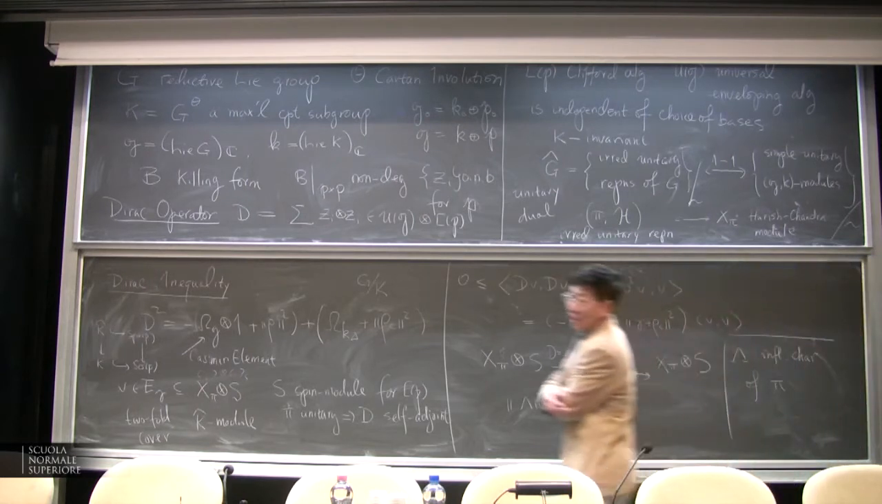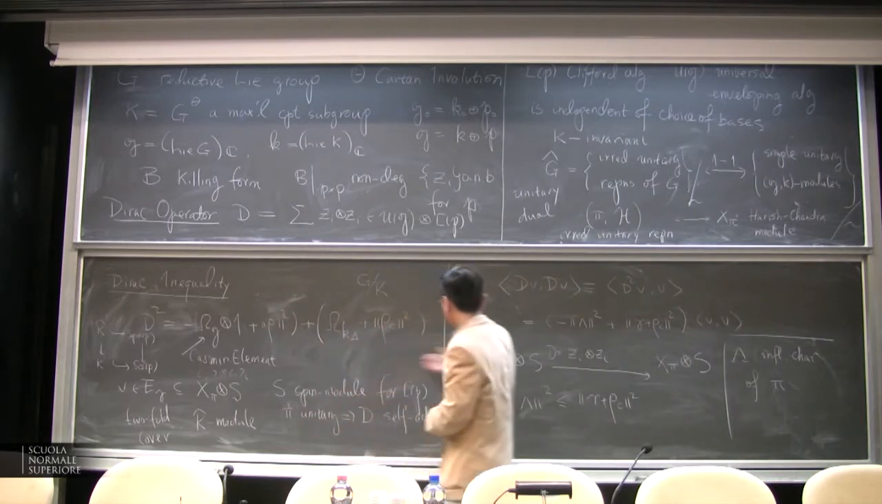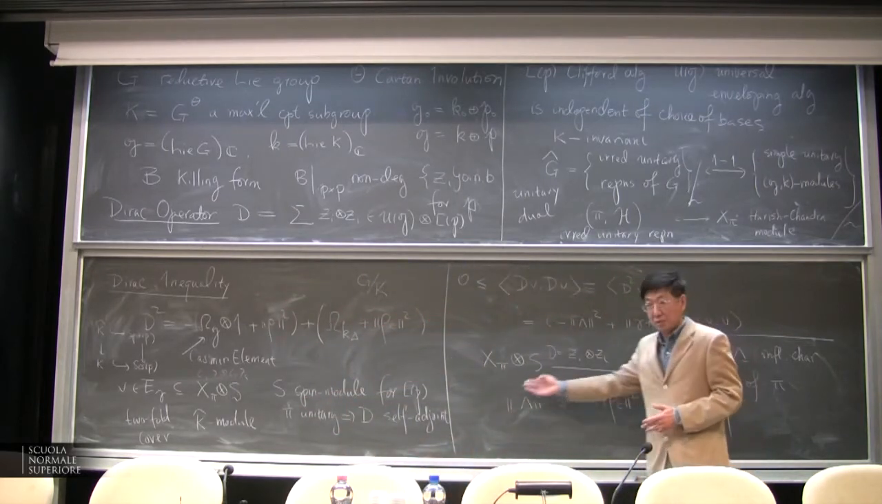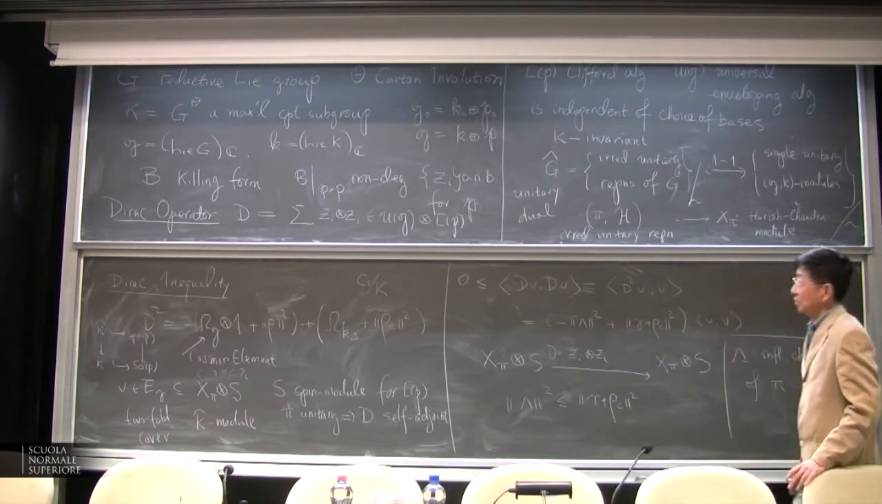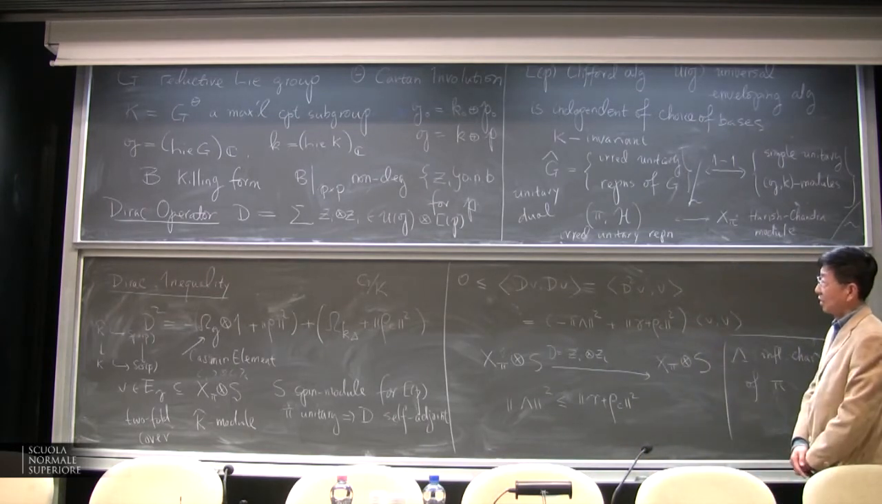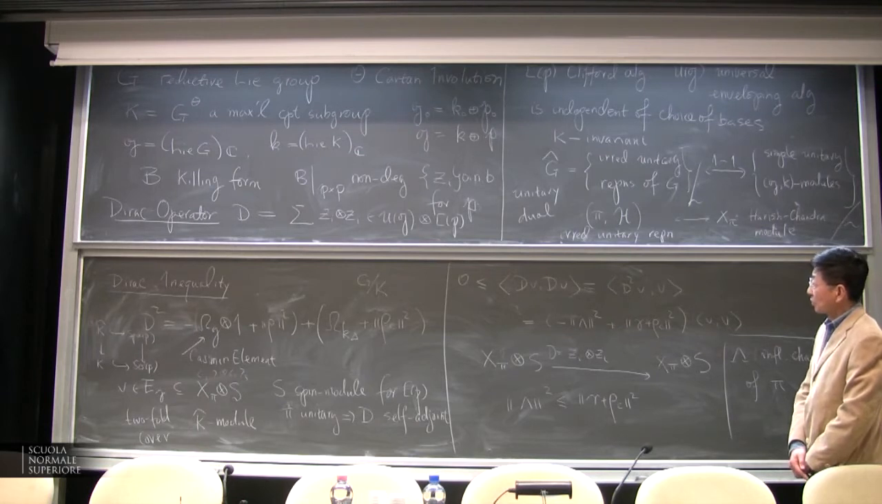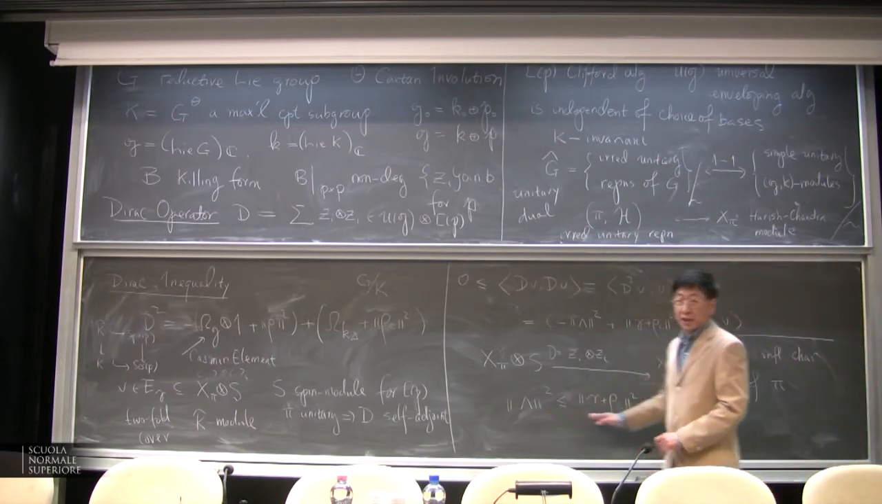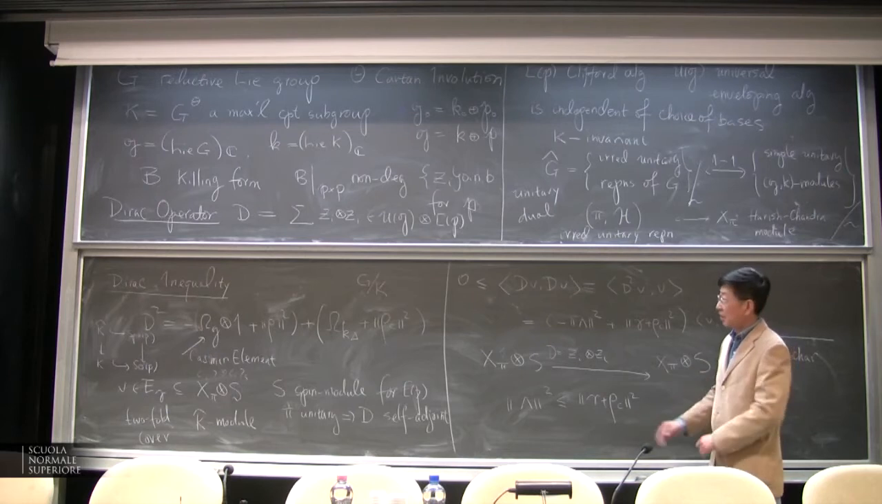This is the inequality that Parthasarathy first discovered. And this was actually used to classify the unitary highest weight modules. It's basically using this Dirac inequality, you can do almost all the classification work of the unitary highest weight modules. And for general (g,K)-modules, if it has a regular integral infinitesimal character, this Dirac inequality is also a sufficient condition.